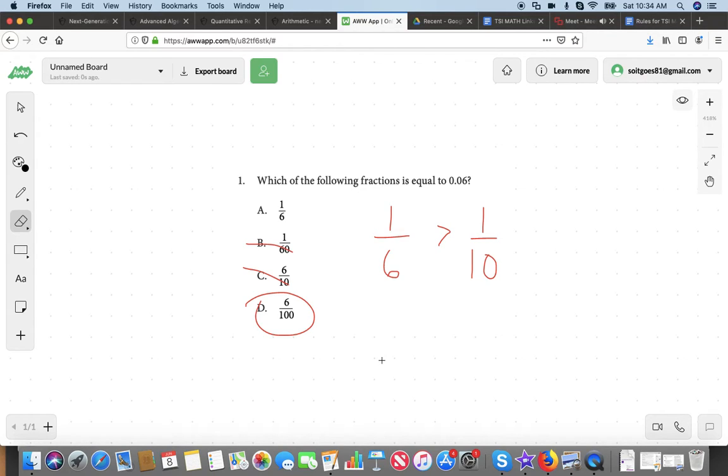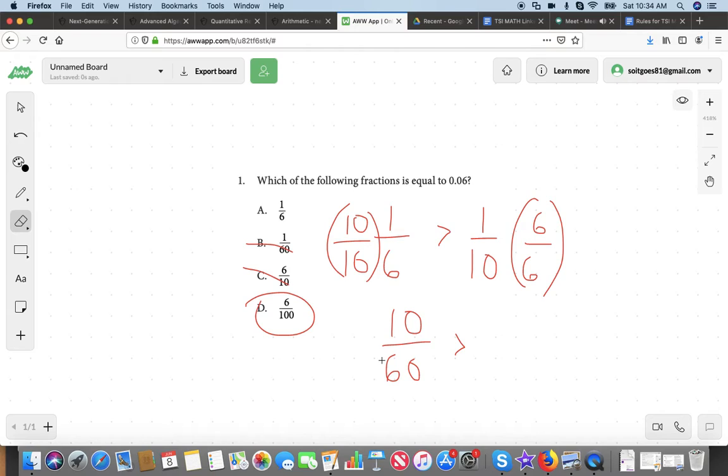We can confirm that by finding a common denominator. Let's multiply 1/6 by 10 over 10 to get 10 over 60, and 1/10 by 6 over 6 to get 6 over 60. So 10 over 60 is greater than 6 over 60. I don't know if that helped at all. I'm just trying to estimate what these values mean. I couldn't really see it in my head.